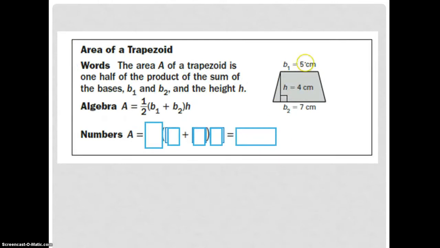Area of a trapezoid, we take 2 bases. Now it doesn't necessarily matter which one is base 1 and base 2. These little 1s and 2s just tell you that there's 2 separate bases. You want to add the bases together first. Here's the formula. Base 1 plus base 2 times a half times height. So let's plug in that formula. Parentheses first. Then we can multiply left to right. A half of 12 is 6. 6 times 4 is 24 centimeters squared.